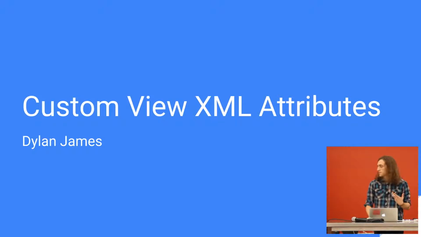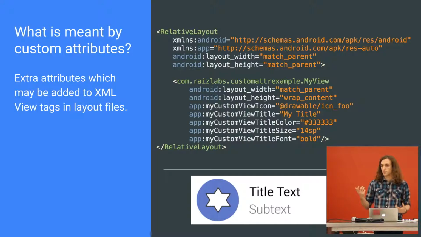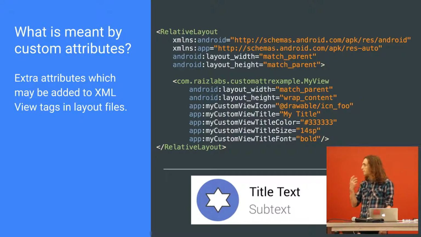So in a lot of places, it's really handy to use custom attributes to be able to add properties to your views, so that it's easy to just take a view, pop it in another place, and then simply change properties of it by using XML instead of having to do this in your activity or something like that.